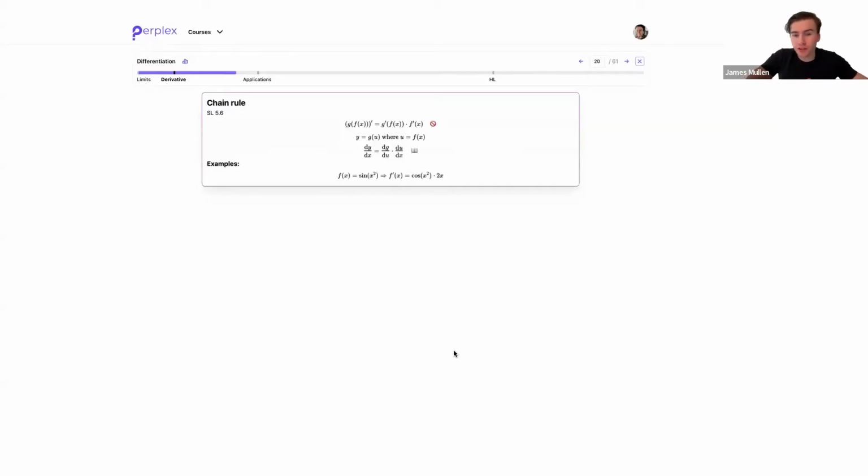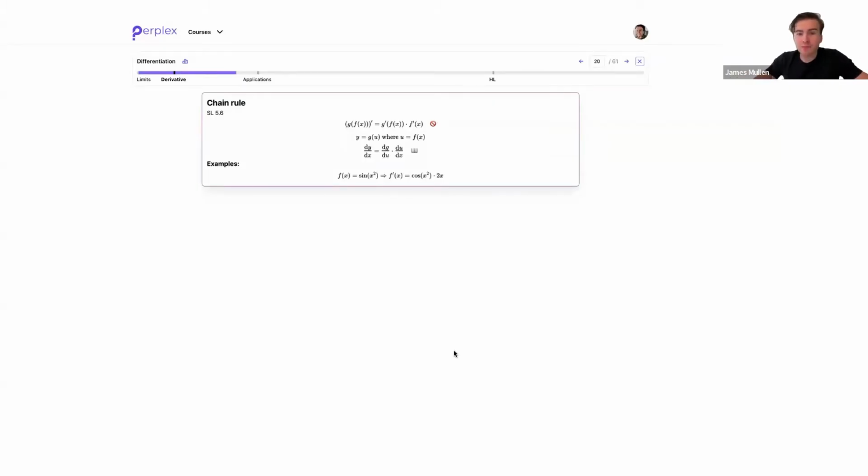We have these rules for the different common functions that we have, but it's typically not really interesting. You're never going to get a question where you just have to use those alone. There are a couple of rules that we can use to combine derivatives, namely the chain rule, the product rule, and the quotient rule that you need to know to combine derivatives.